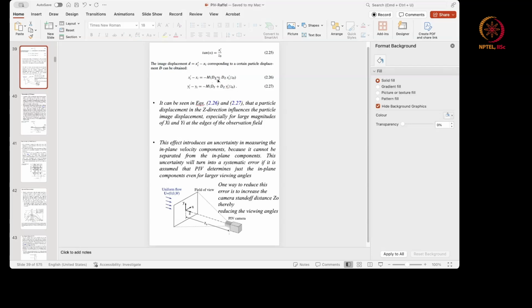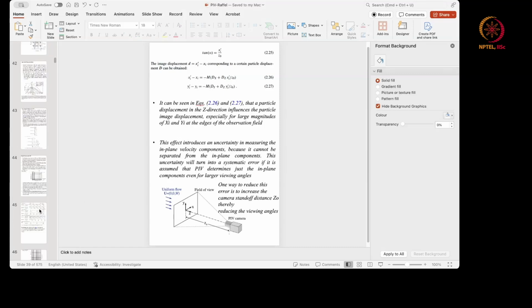Also remember one thing, that the out of plane component of the displacement is embedded in your image displacement. As a result, this leads to what we call highly systematic errors in the system.